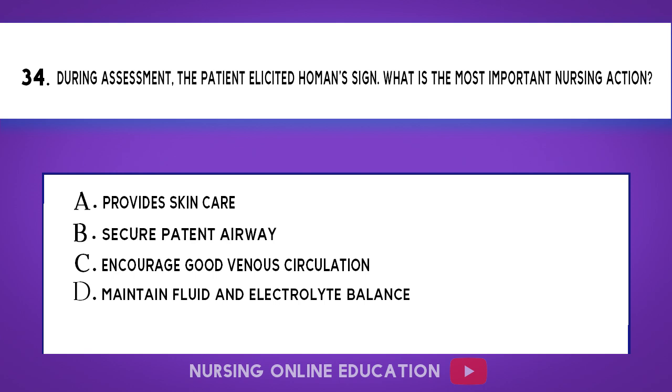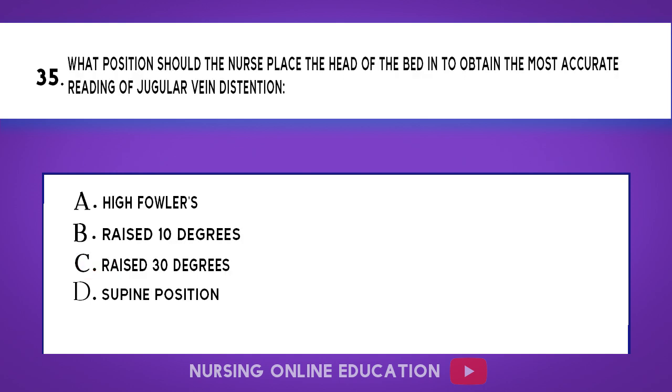34. During assessment, the patient elicited Hohmann's sign. What is the most important nursing action? A. Provide skin care. B. Secure patent airway. C. Encourage good venous circulation. D. Maintain fluid and electrolyte balance. The answer is option C, encourage good venous circulation.